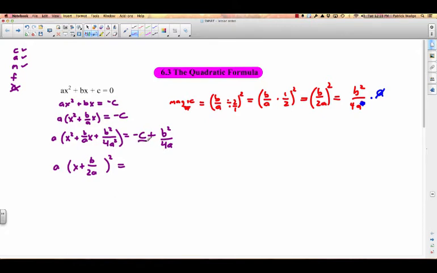Let's make a common denominator. The common denominator is obviously 4a. You have to multiply top and bottom here by 4a. So when you multiply the top by 4a, you get negative 4ac, and then we have our plus b squared.